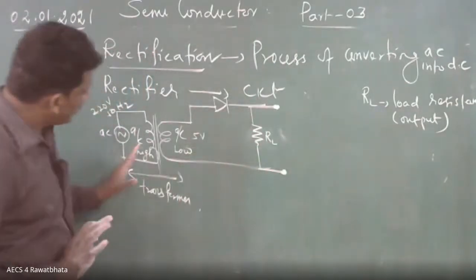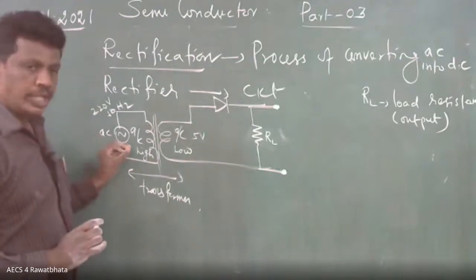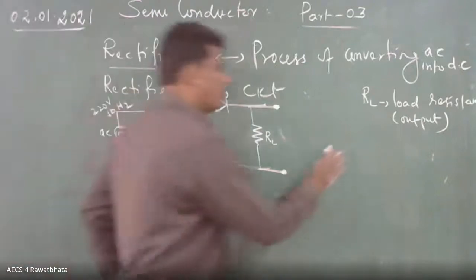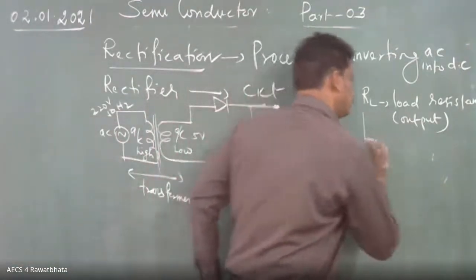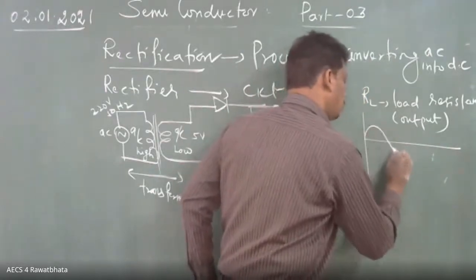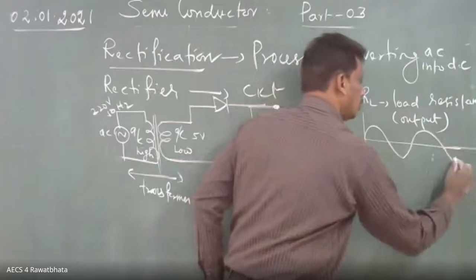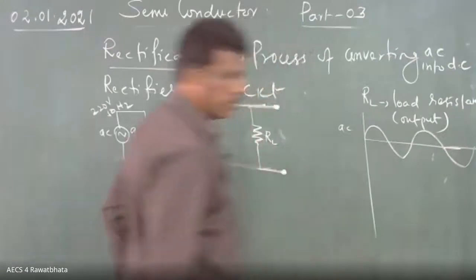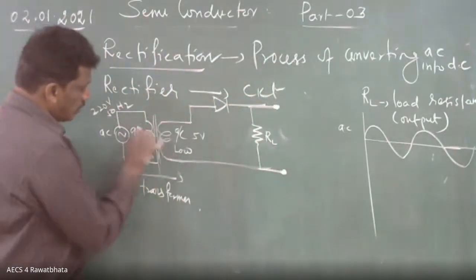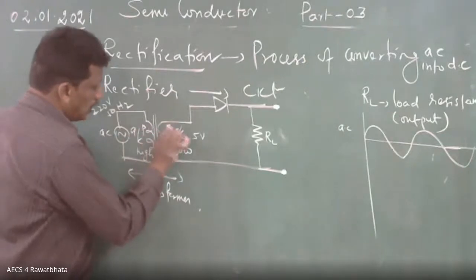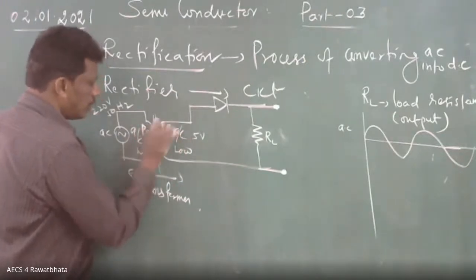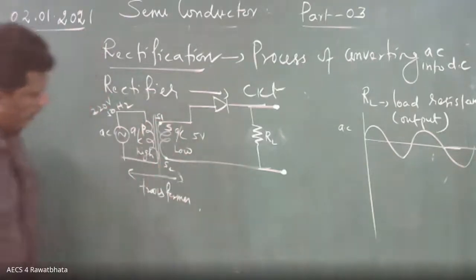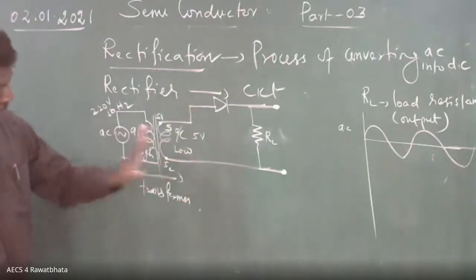So now what is happening here? You are giving AC high voltage, and within the transformer itself you are getting AC low voltage. I am giving the diagram here. This is the transformer, this is primary and this is secondary. This point I am making S1, this point S2. I think it will be a clear diagram.